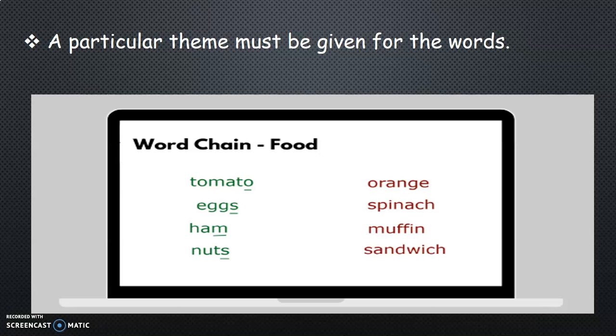Nuts word ends with S. Now we should also begin a new word which should be beginning from S and it should be related to food. So we have written sandwich. And in this way, so on, we can go on continuing our word chain. So in this way, we have to play this game word chain. I hope you have understood, it's very easy. So now let's move ahead and let's see the third wordplay game.